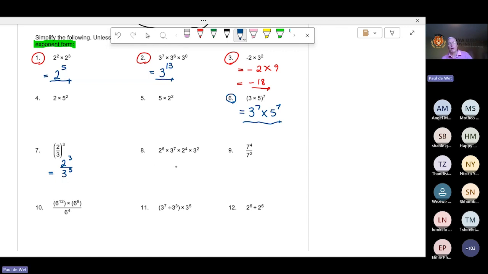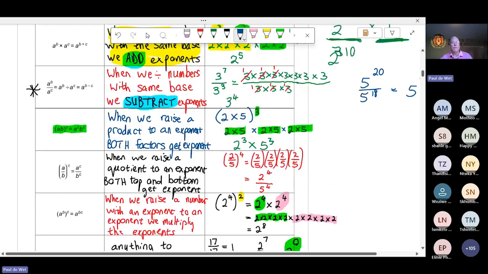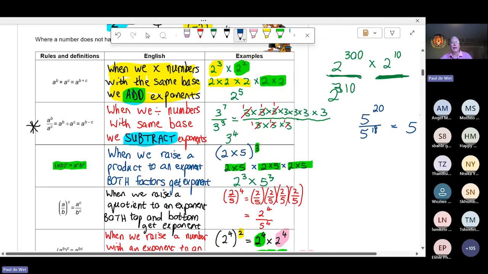Now this next one is where there's room for confusion, because people might say, oh, here's a 2 and here's a 3, let's multiply those and get 6. It doesn't work like that. What we need to look at is the same bases. Which numbers have got the same bases? Because if we remind ourselves of the very first rule, it says when we multiply numbers with the same base, then we add the exponents.